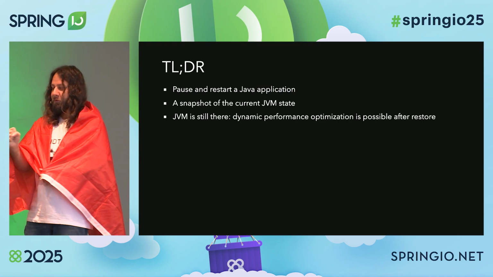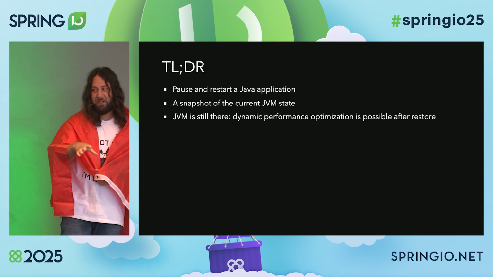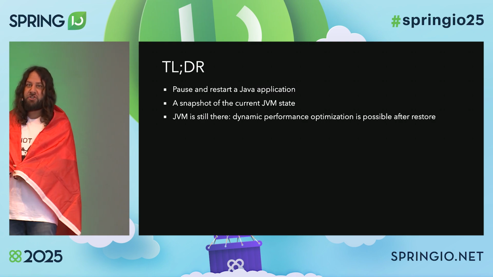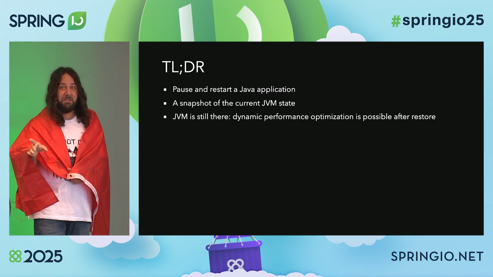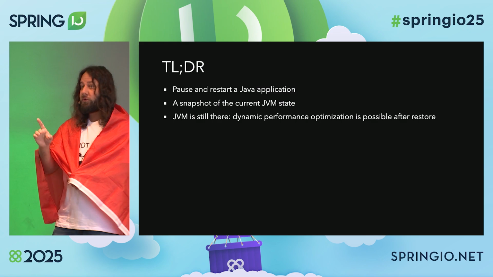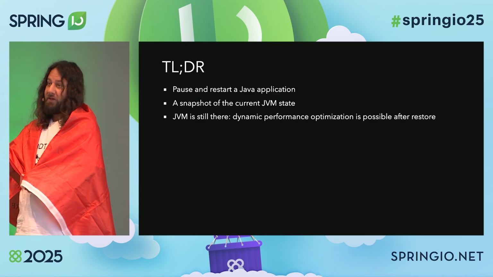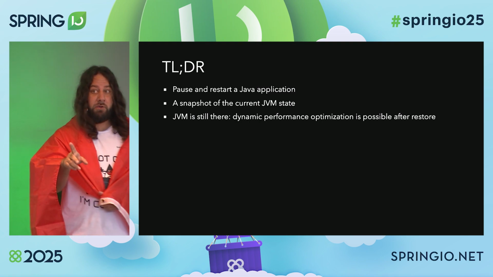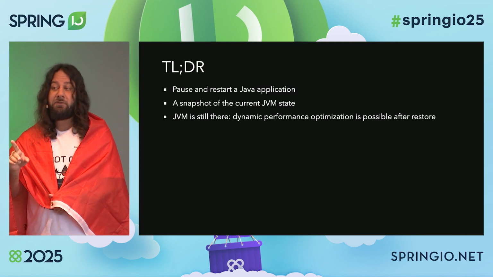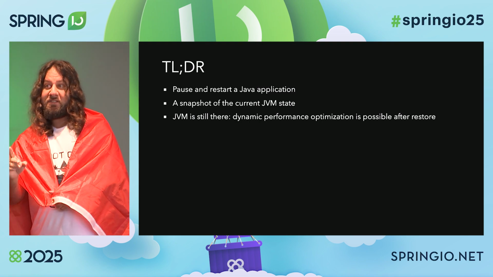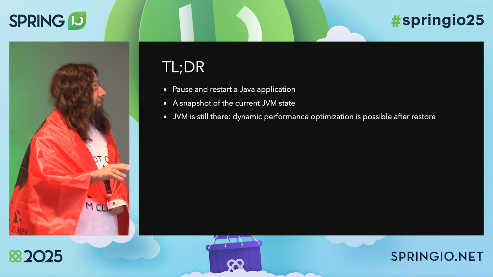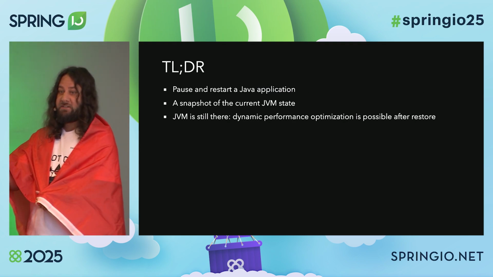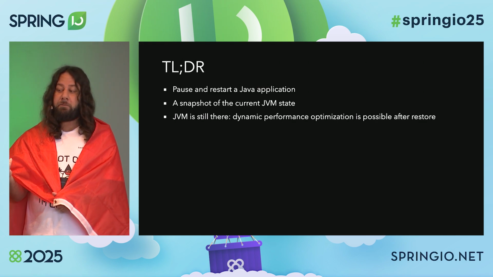I am trying to give many promises here. First, you'll be able to pause and restart your Java application. Second, a snapshot of the current JVM will take some space, but it's significantly faster to recover from than launching the whole application from the very beginning. And the third one, the thing that native image doesn't have: you will still have all the nice things of the JVM, like the JIT compiler. Native image is amazing, don't get me wrong, but boring.